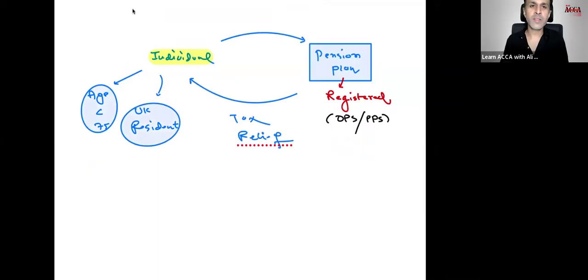The scheme has to be a registered one, may it be an occupational pension scheme or a personal pension scheme. The age of the person has to be less than 75. The person has to be a UK one. The tax relief will be applied. How? Let's take the explanation of that.